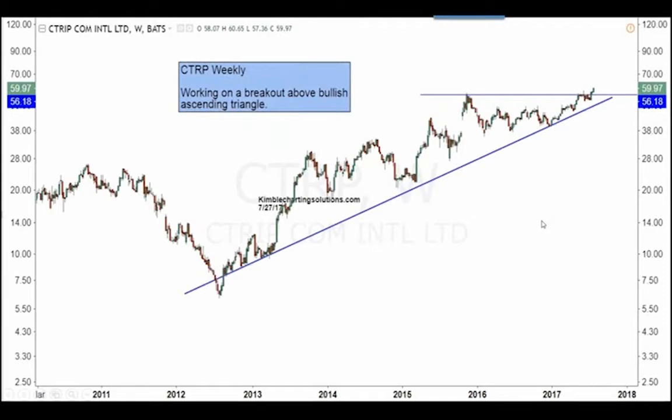But here's another long-term support line going back to 2012. So we almost have a 5-year rising support line, with horizontal highs and a breakout just above the $56 level.